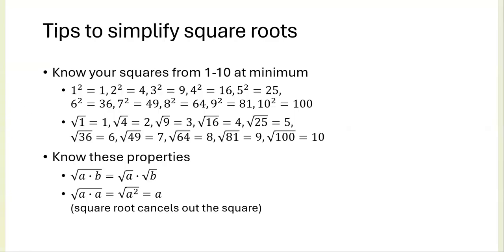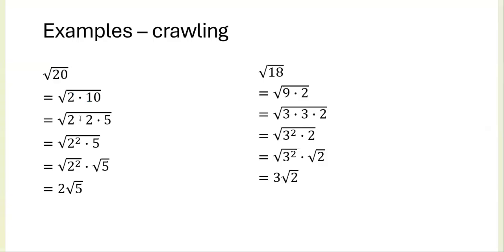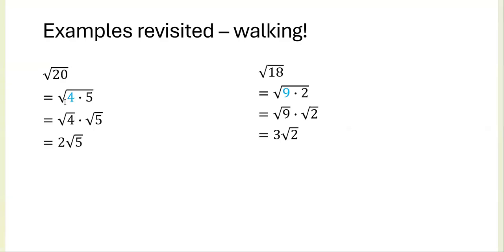So let's revisit some of the examples. 20, instead of 2 times 10, we can instead do 4 times 5, yeah? And what's square root of 4? That's 2, okay? So we skipped this unnecessary breaking down to 2 times 2 times 5. We can just directly go from 4 times 5 and then use the property square root of 4 times square root of 5. That's 2 root 5, okay?